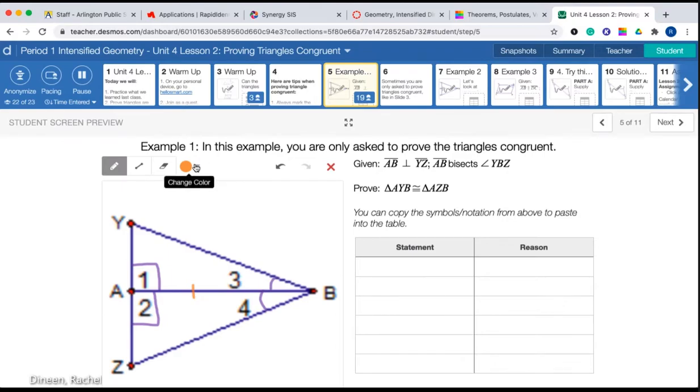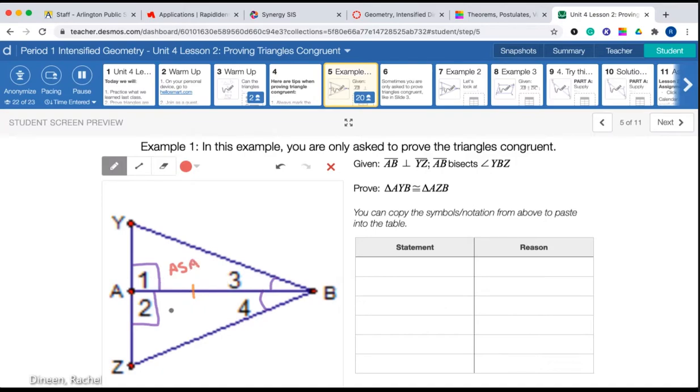So now let's look. So I've marked all of my given information. I marked any additional information. And now I can go ahead and determine what postulate I can use. So looking here, I have an angle. I have an included side, and I have an angle. So that's angle, side, angle.